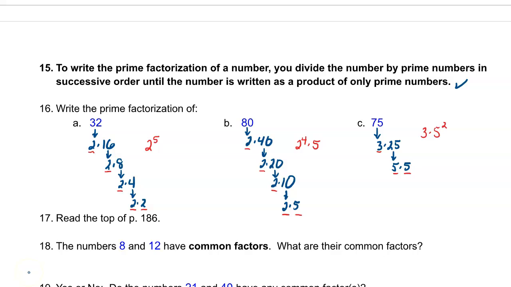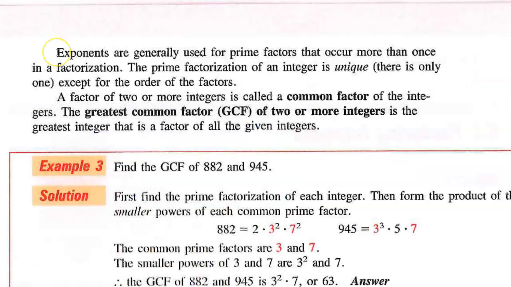Number 17. Read the top of page 186. Exponents are generally used for prime factors that occur more than once in a factorization. The prime factorization of an integer is unique. The word unique here means there is only one prime factorization for any integer. A factor of 2 or more integers is called a common factor of the integers. The greatest common factor, GCF, of 2 or more integers is the greatest integer that is a factor of all of the given integers. So this paragraph introduces the idea of common factor and a vocabulary term, greatest common factor.